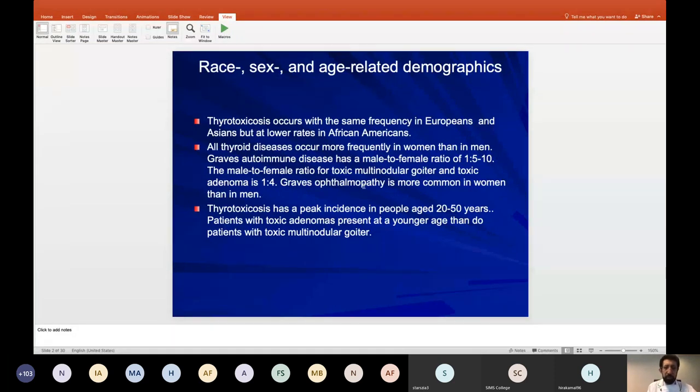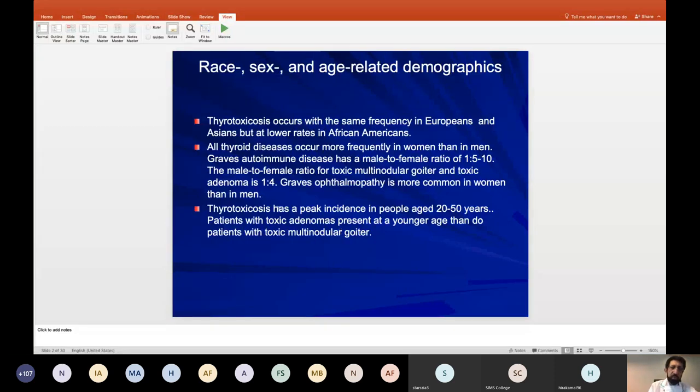But if you talk about the age-related incidence, thyrotoxicosis is very less known to occur in children and in the elderly population. The peak incidence is in a relatively younger population or the adult population ranging between 20 to 50 years. But you must remember that these toxic adenomas are present in younger age groups and younger females, as compared to a toxic multinodular goiter or diffuse toxic goiter.